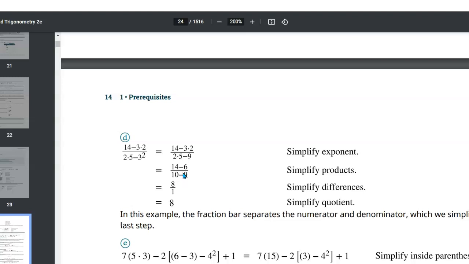And then you separately subtract because there's subliminal parentheses. You get 8 over 1, and 8 divided by 1 is 8 itself. Just little things like that.